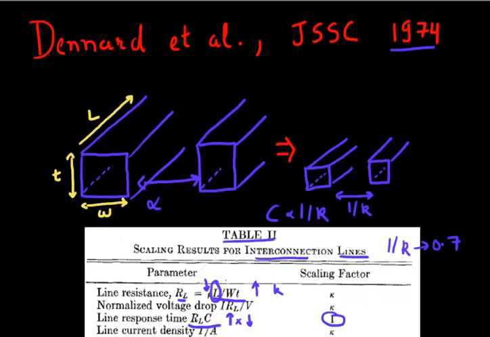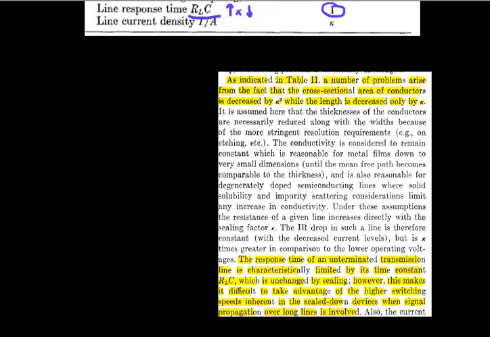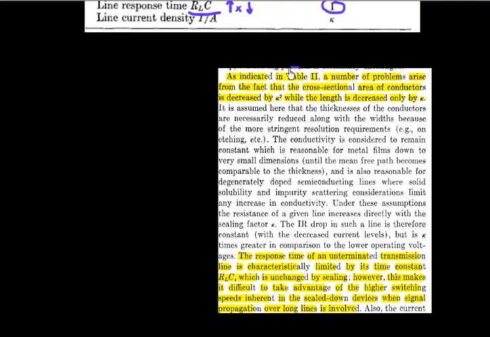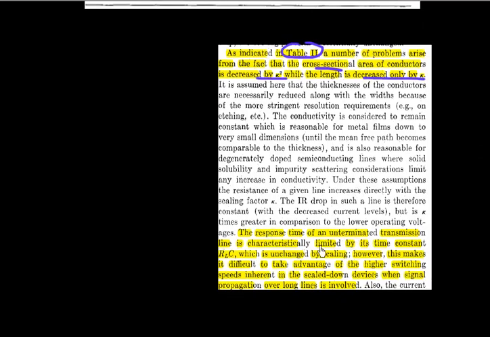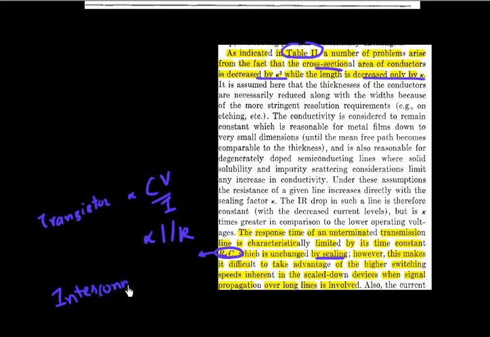And he pointed this out. He saw this was a big concern, because looking at table 2, a number of problems arise, because the cross-sectional area of the conductor decreases by k square, the length decreases only by k, and the response time of your interconnect, which is given by RC, is actually unchanged by scaling. So what he said about the transistor delay, which is given by CV over I, was that it will keep on reducing by 1 over k, but your interconnect delay does not scale with scaling your dimension, so it will remain constant.